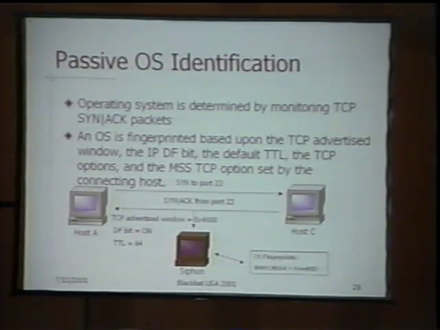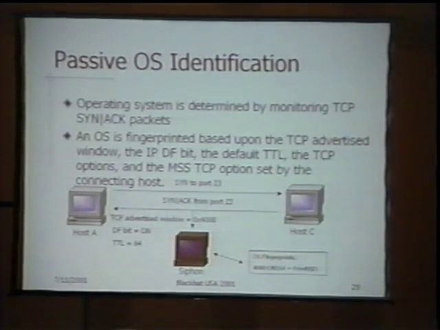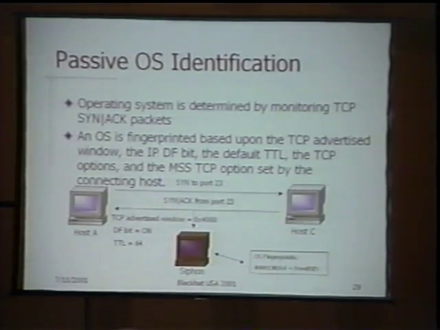First we're going to monitor the TCP SYN-ACK packets upon connection establishment, and we're basing our OS fingerprints upon the TCP advertised window, which active mapping does use, but is able to craft its packets in a way that it will get responses that it expects back most of the time. And the IP don't fragment bit, as he explained, is also used. The default TTL is also used.